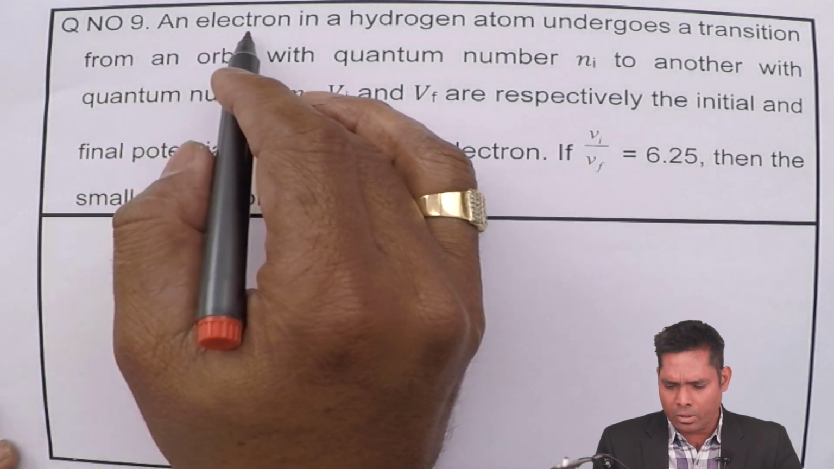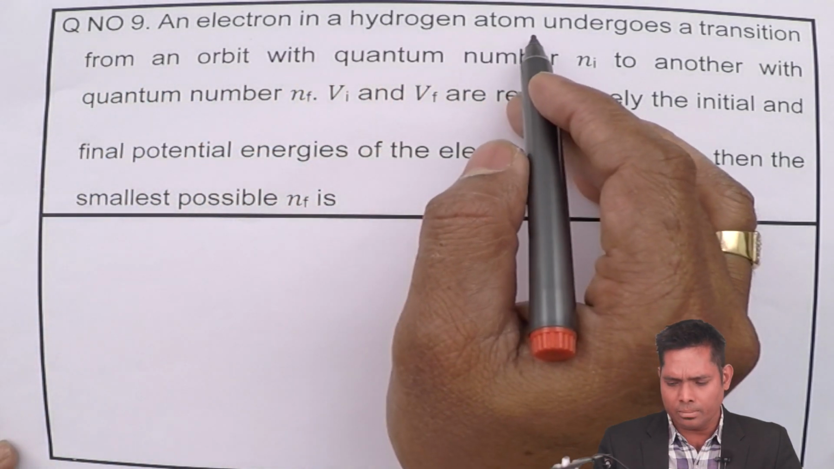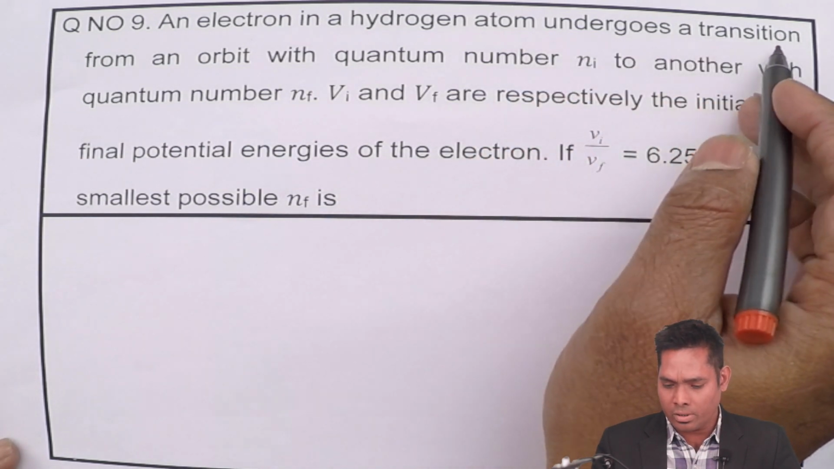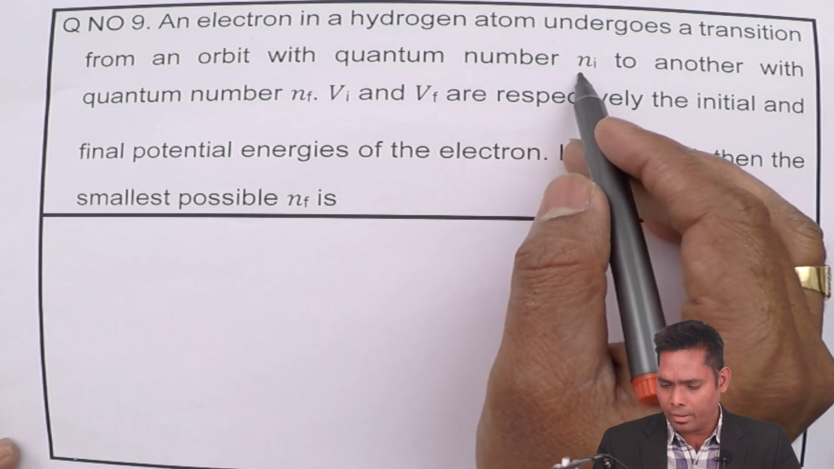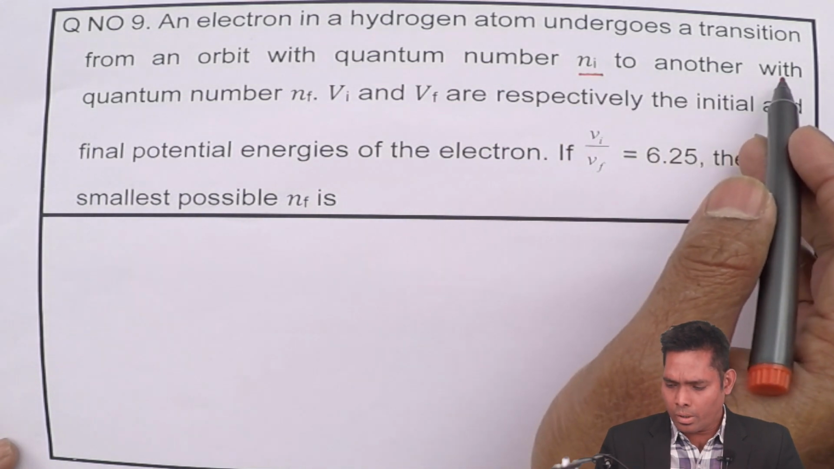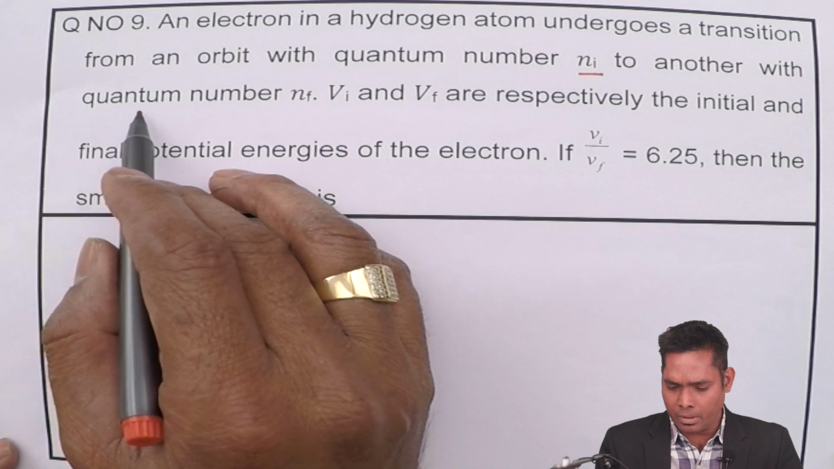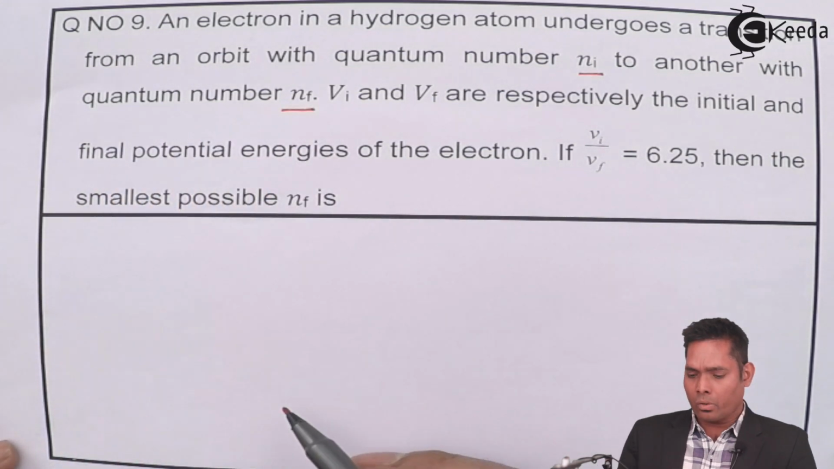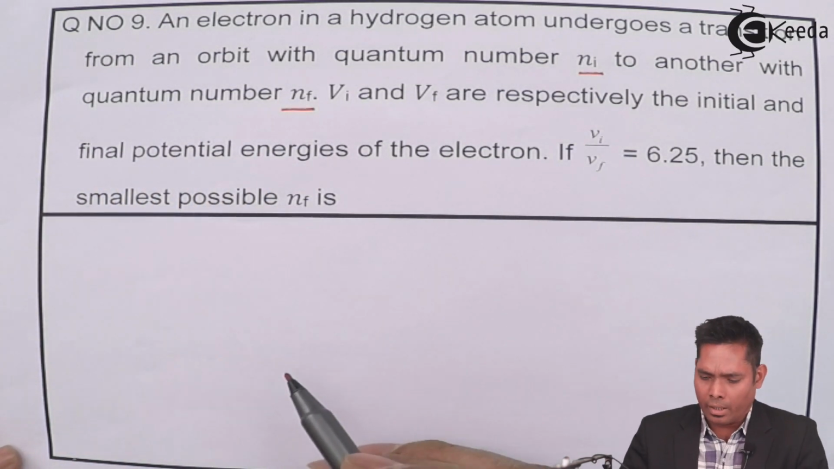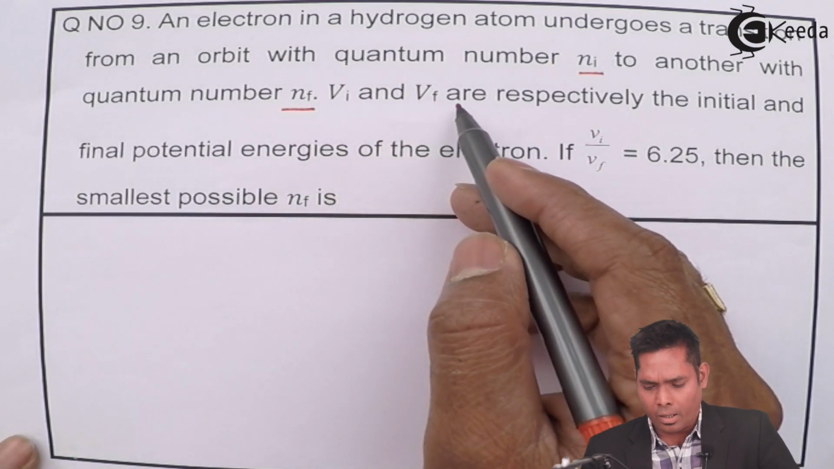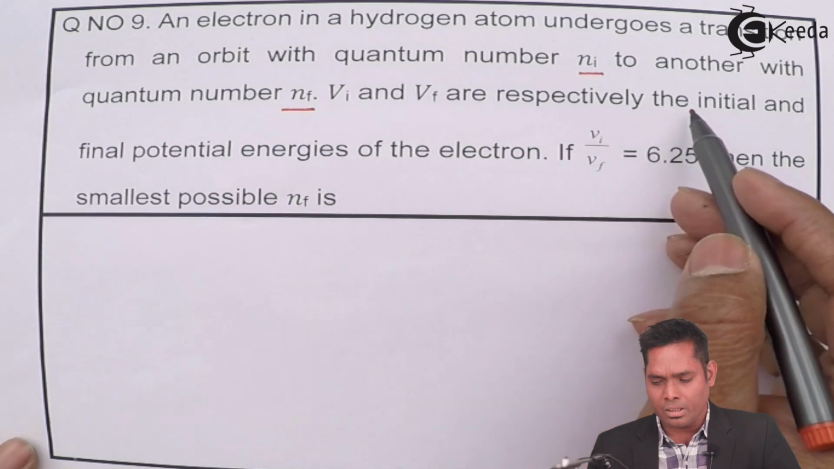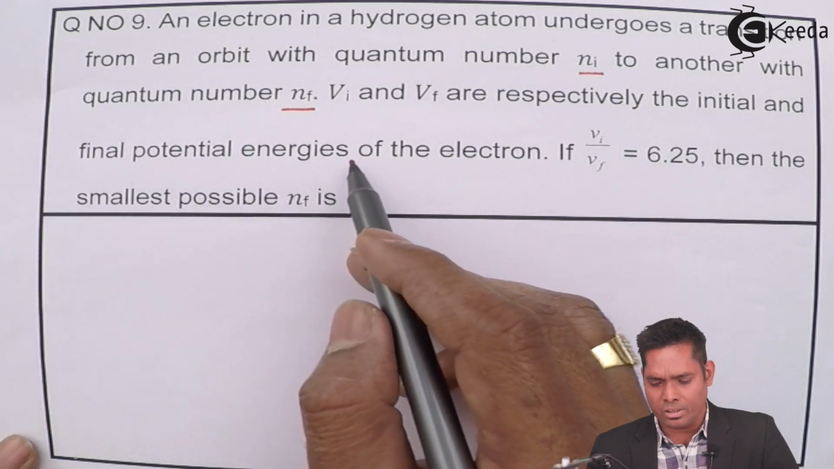It says that an electron in a hydrogen atom undergoes a transition from an orbit with quantum number Ni to another with quantum number Nf. During this process Vi and Vf are respectively the initial and final potential energies of the electron.